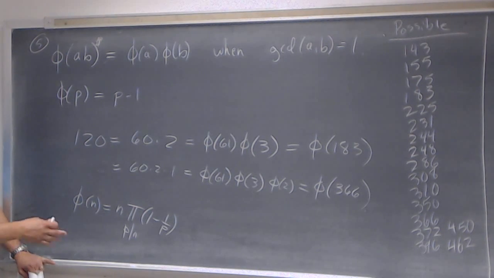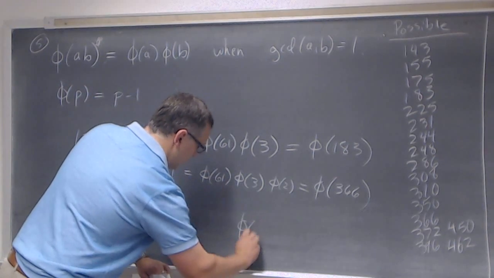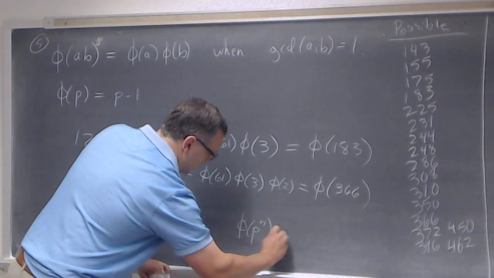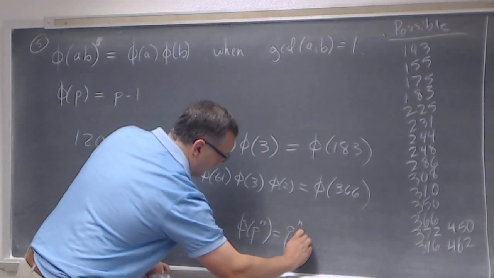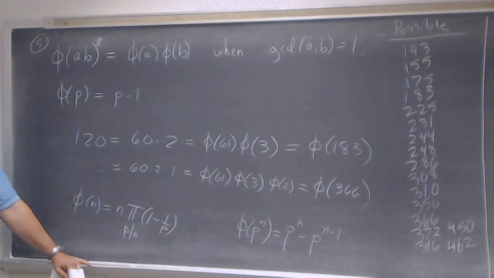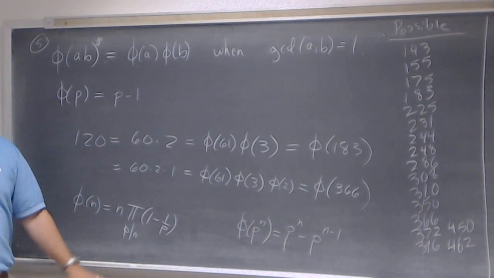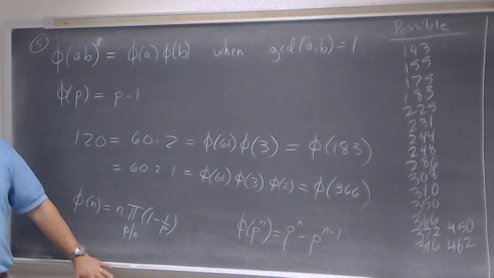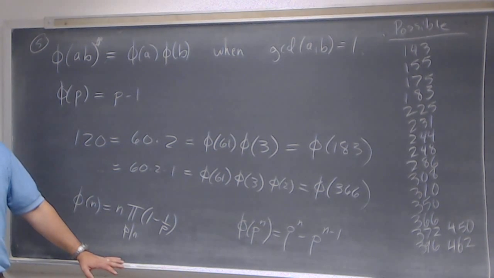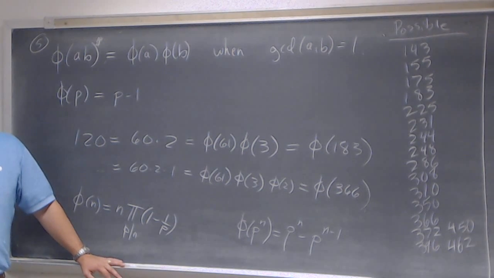That's true, but when you just have a prime power, it's probably easier to evaluate it as p to the n minus p to the n minus 1, which is equivalent. It's the same as p to the n times parentheses 1 minus 1 over p. But it's often easier to just evaluate for a prime power. Any other questions about number 5?